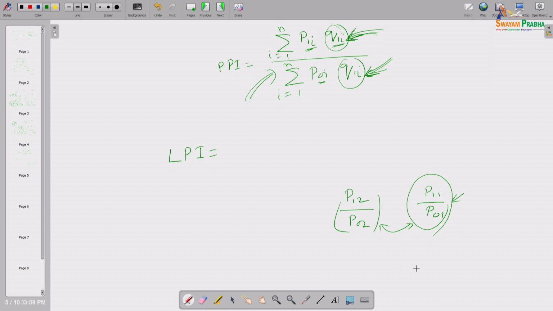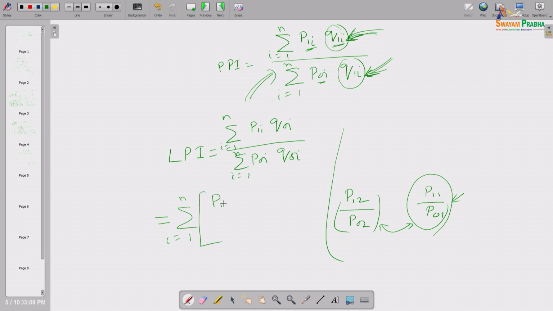How is that done? Last year's price index is basically by the formula sigma P1I Q0I by sigma P0I Q0I, that we have introduced in the earlier slide, I running from 1 to n. We can show that this is basically sigma, I running from 1 to n, of P1I by P0I into P0I Q0I by sigma P0I Q0I, I running from 1 to n.